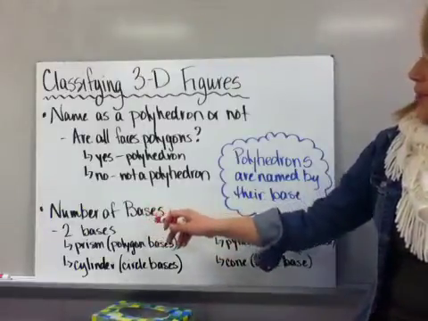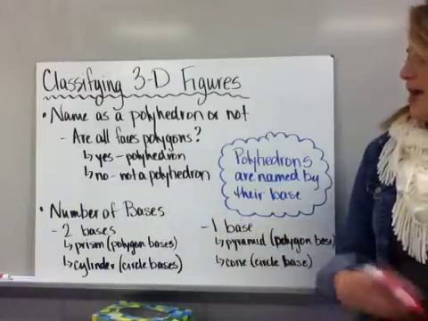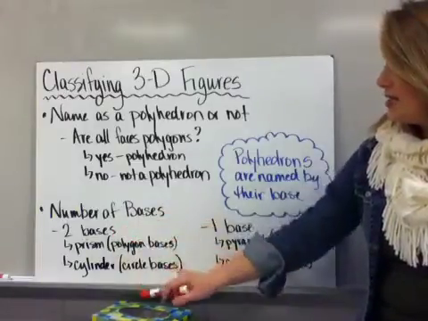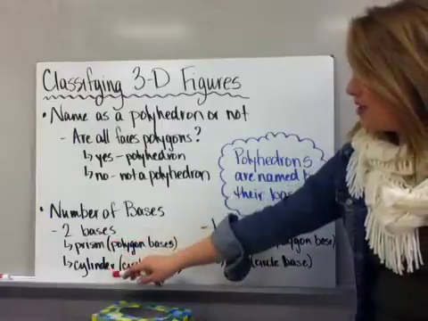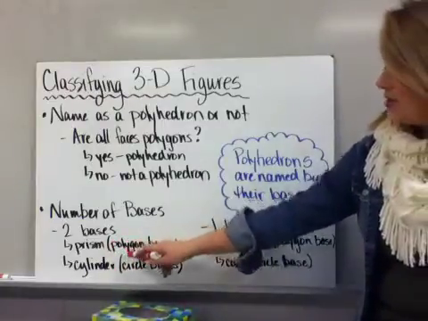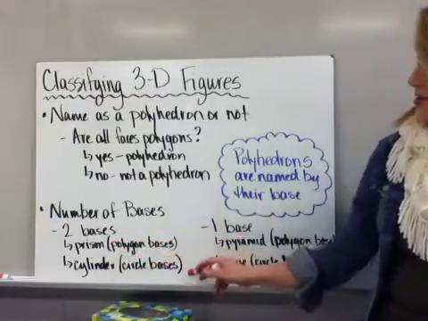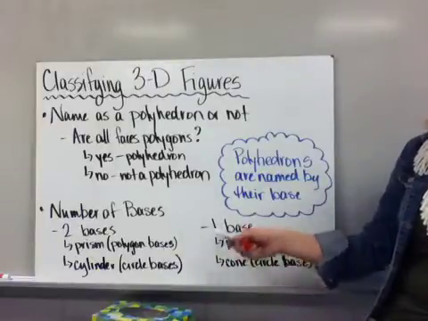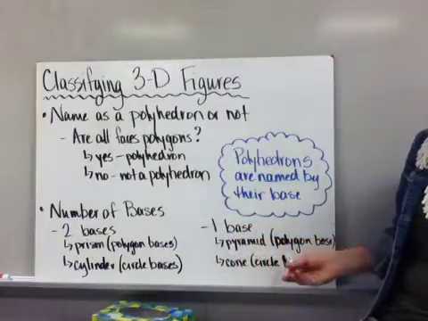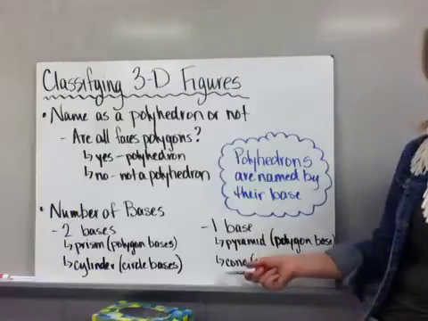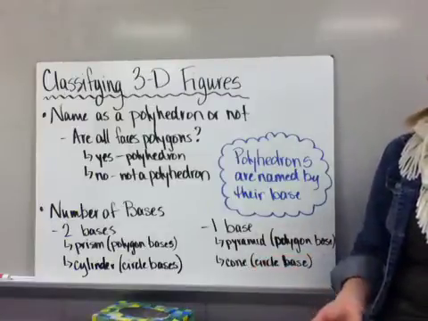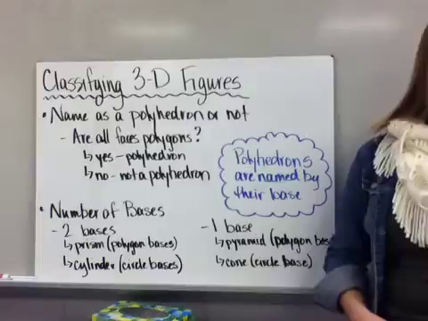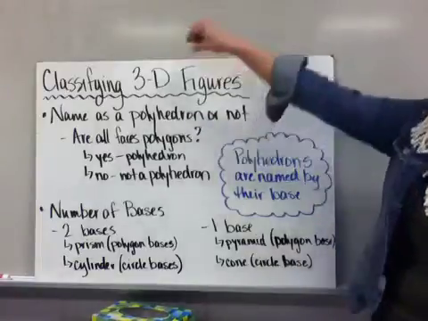So you're going to name the figure based on the number of bases. If it has 2 bases, then it's either a prism or it is a cylinder. A prism has a polygon base, a cylinder has a circle base. If it has 1 base, it is a pyramid, meaning it has a polygon base, or it is a cone, meaning it has a circle base. If it has no bases, then it is a sphere.